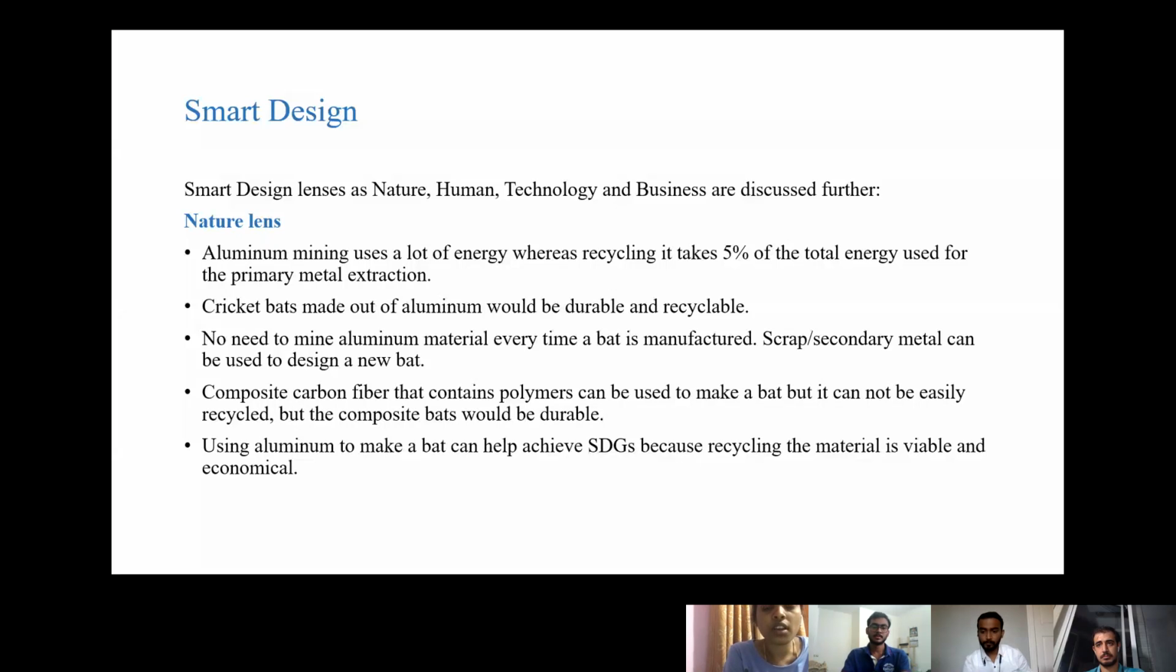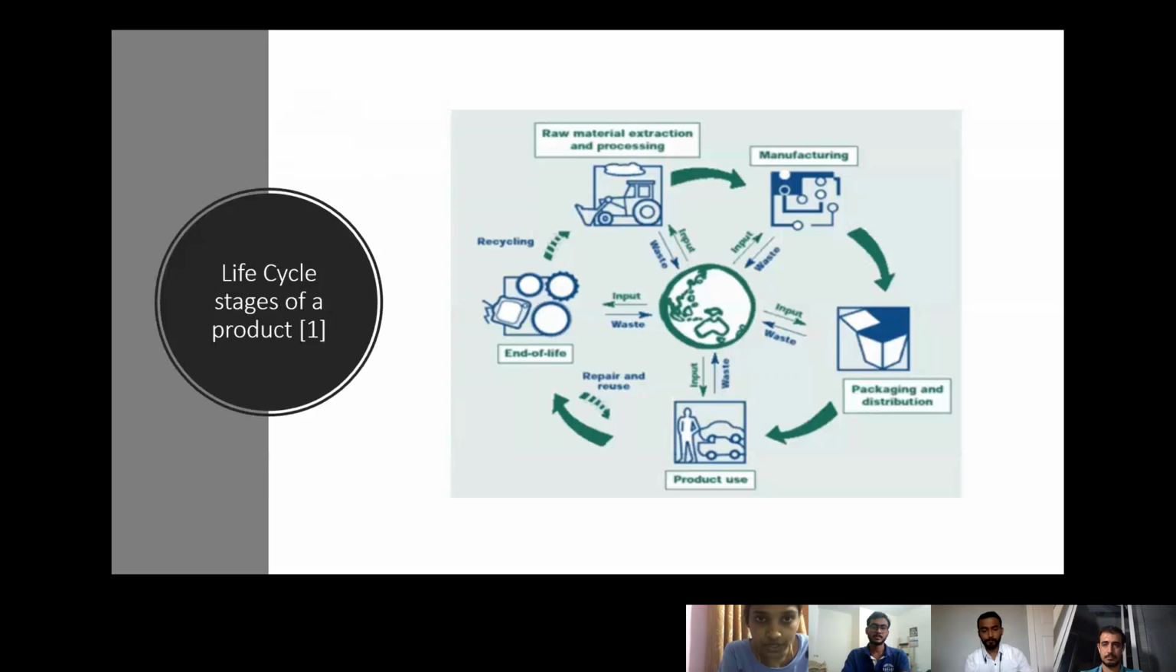First, raw material is extracted. Then a product that we desire can be manufactured. Then it is sent to distribution and released into the market. Consumers will use the product, and then it goes to end of life, or we can recycle the product. So thank you. Now over to Akshay.